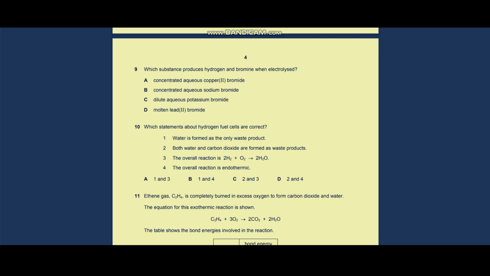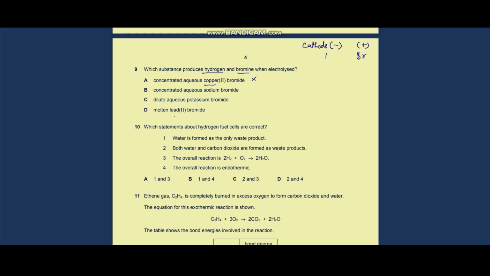Question 9 says, which substance produces hydrogen and bromine when electrolyzed? From the rules of electrolysis, the cathode contains either the metal or the hydrogen. Only if the metal is more reactive and placed above hydrogen in the reactivity series do we get hydrogen gas on the cathode. So if we see option A, here we have copper, which is less reactive than hydrogen, so this cannot be an option. After that, we have sodium, potassium and lead. Now coming to these two, we need bromine on the anode. So on the positive electrode, we need bromine.